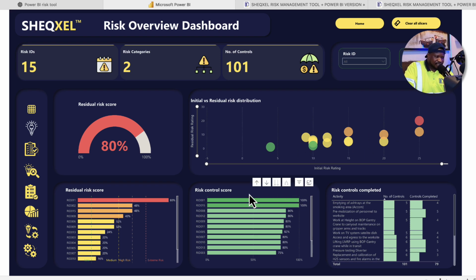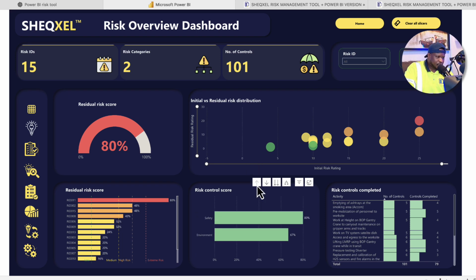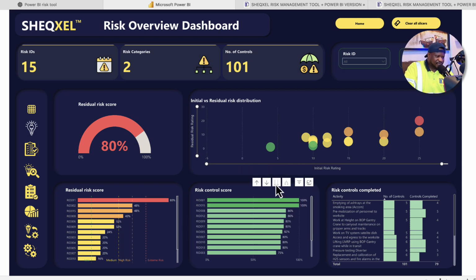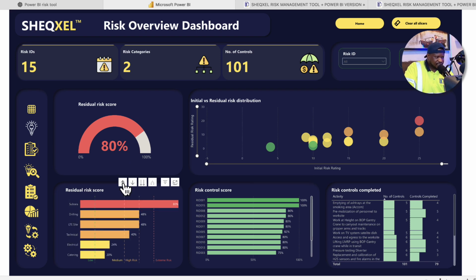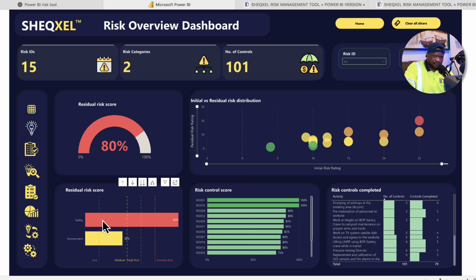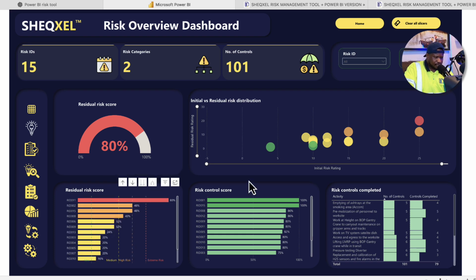All right. Now this section is for the risk control tracker. Basically, the risk control score. How many controls were identified? How many were implemented? And what is the score? That's what we have. We've distributed it. Now you can actually drill up and down. Look at it for safety, for environment. You can come down to look at department for risk ID. You can also go up to look at department. You can look at it for safety and environment. You can actually come down like this.